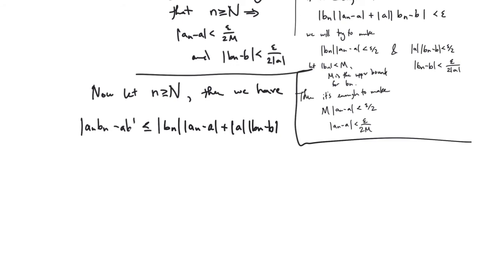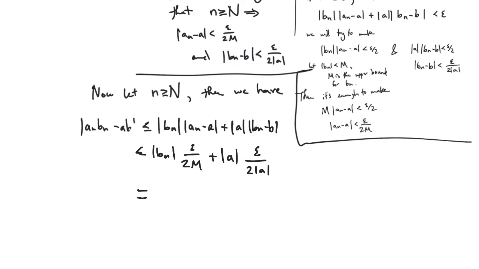So we can say this is less than, I'll leave this bn like it is. An minus a, I'm going to replace by epsilon over 2m. Plus, I'll leave this a like it is. Bn minus b, I'm going to replace by epsilon over 2 absolute value a, like that. And now, my goal is to keep simplifying and eventually end up with epsilon. What do you think?